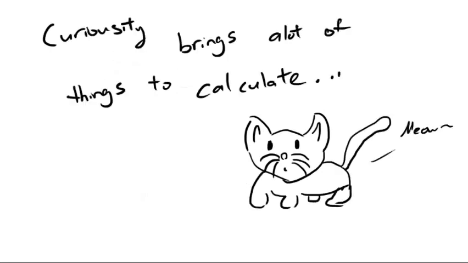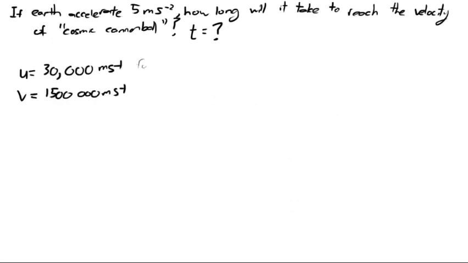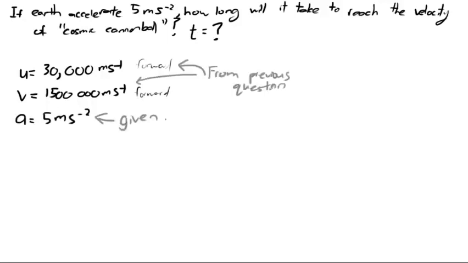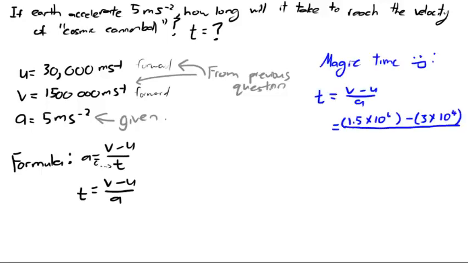I wonder how long it will take. This time, we are trying to find time. V and U are still the same as in the previous question, and acceleration A equals 5 meters per second squared now. Now let's configure the formula to find T. Simple. Just switch the places of A and T like this. Substitute the values and we will get the answer.